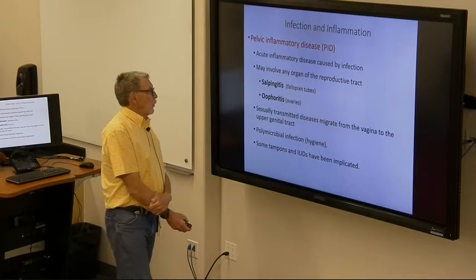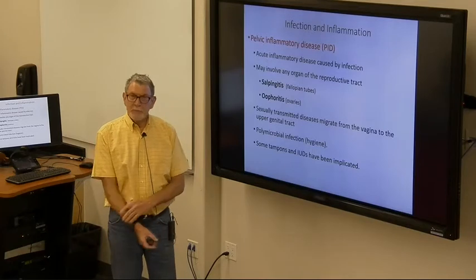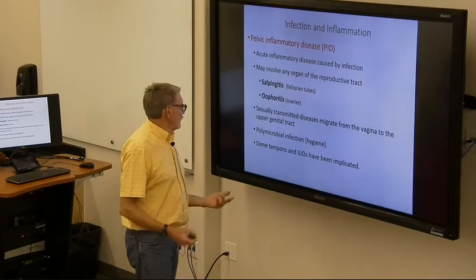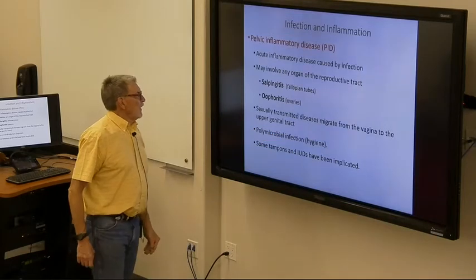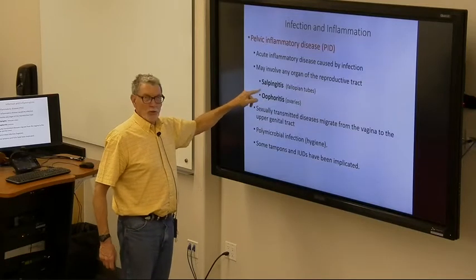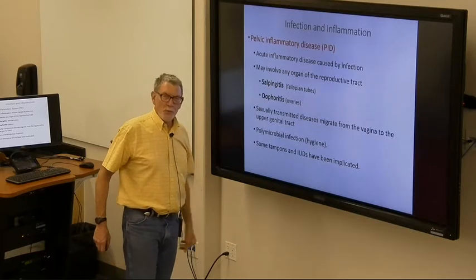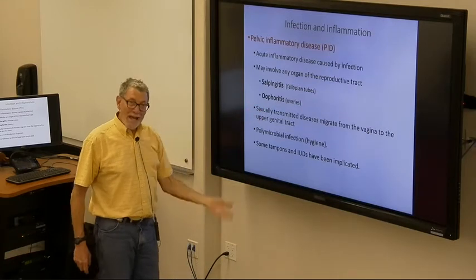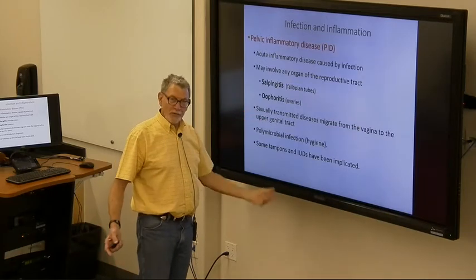PID, pelvic inflammatory disease, is serious, not lethal exactly, but it can cause infertility. It's caused by infection. The fallopian tubes, salpingo is the medical term for a fallopian tube. Salpingitis, then, is the fallopian tube inflammation. Oophoro is egg, ovum. Oophoritis is the ovaries.